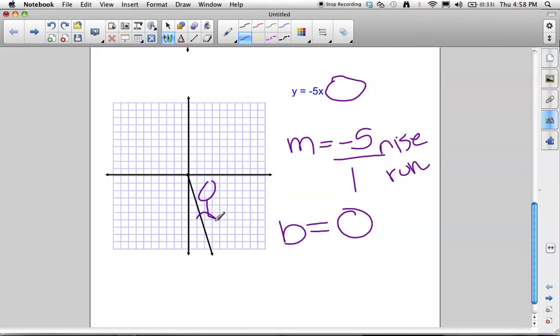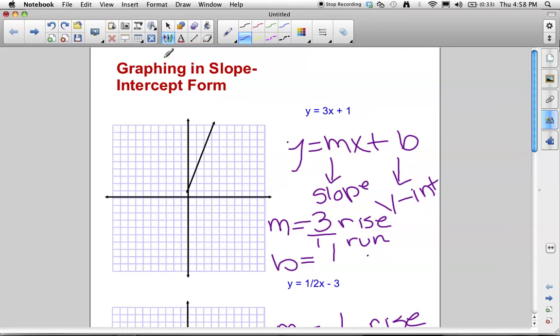That was a quick review on how to graph a line in slope-intercept. Have a great day.